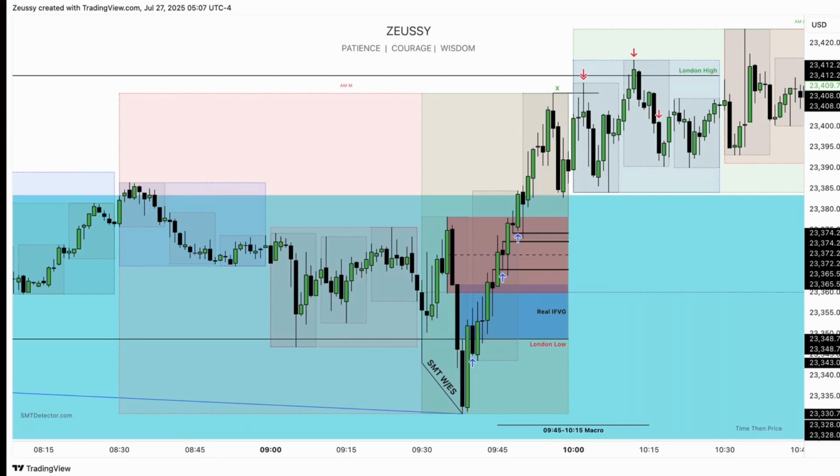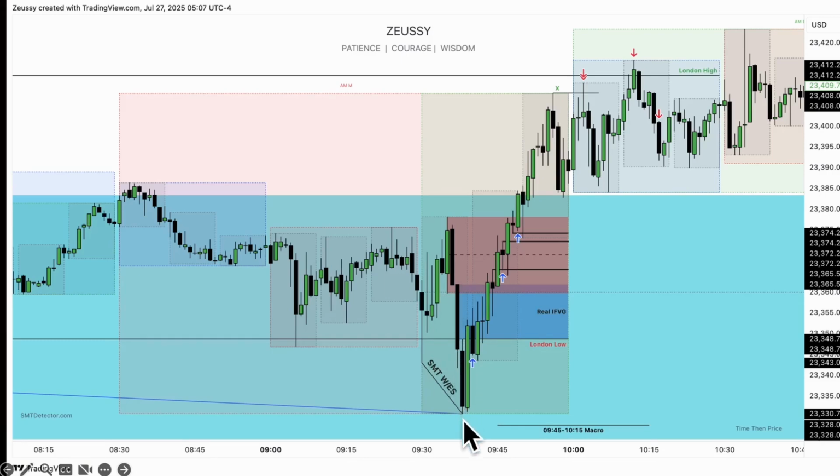What did I teach you? Whenever you see an imbalance form through a time-based liquidity pool, that imbalance becomes very important. This imbalance right here is a real inversion fair value gap. As we see the market take out sell side liquidity resting below the 930 low, SMT is being established. That SMT is paired with that London low SMT. So you have two forms of SMT right there.